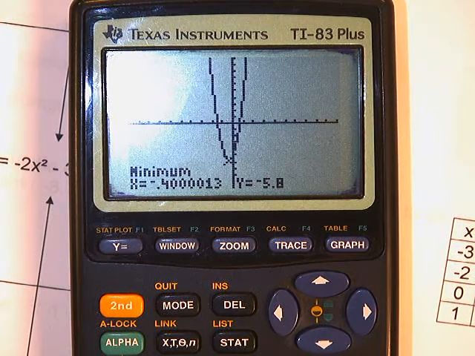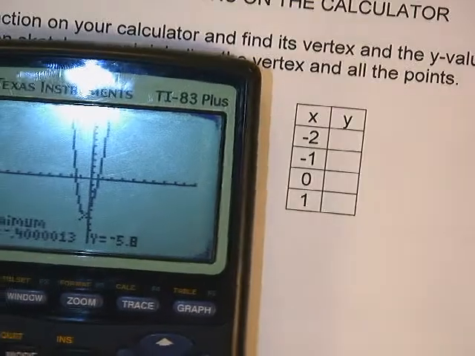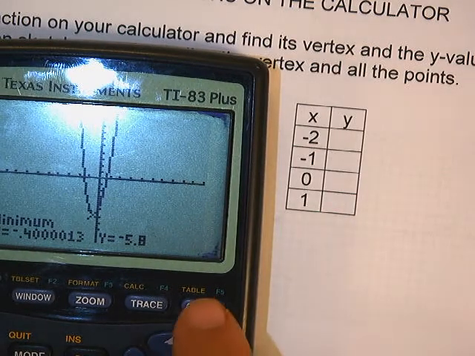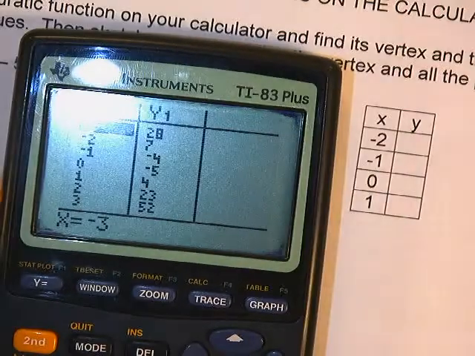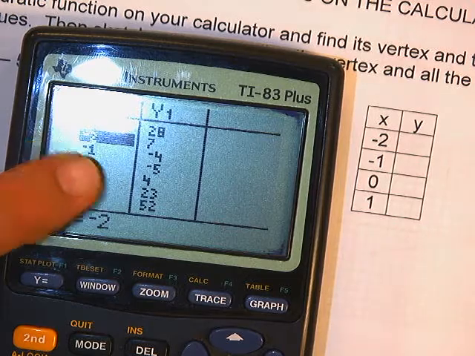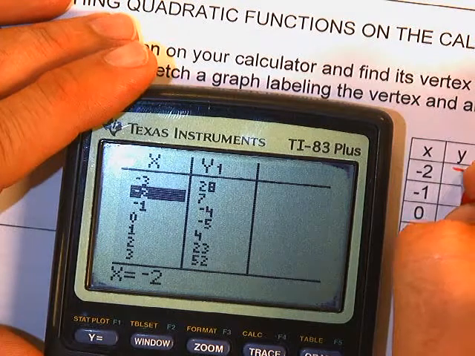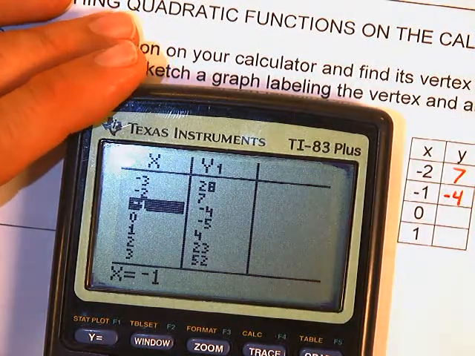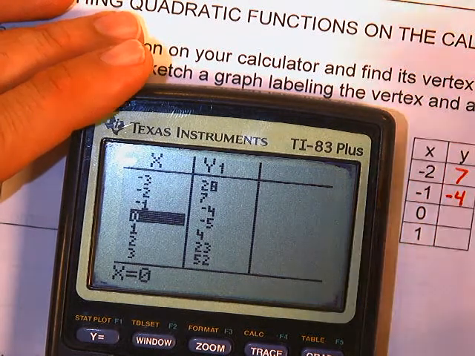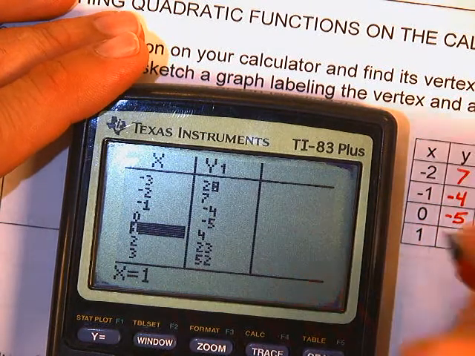Negative 0.4, negative 5.8. Now, let's fill out the table. Go to your table, second graph, which is the graph button. When x is negative 2, y is 7. When x is negative 1, y is negative 4. When x is 0, y is negative 5. And when x is 1, y is 4.